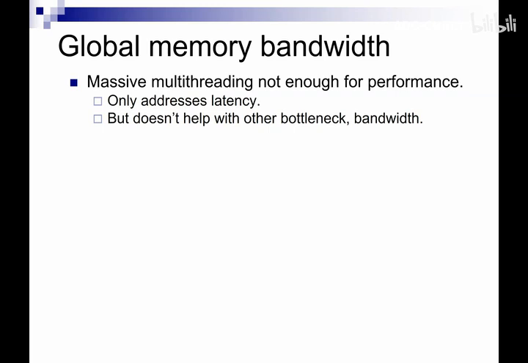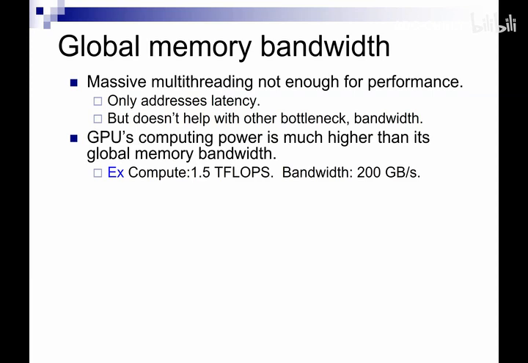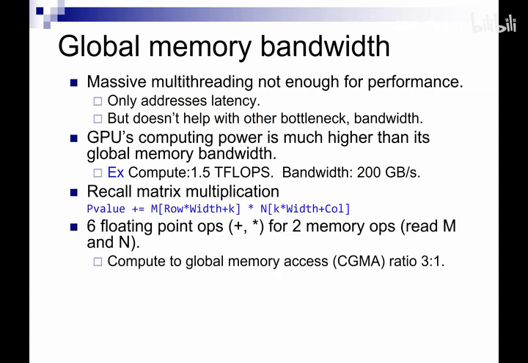Just to give you an idea how severe this problem is, suppose you have a GPU which has a performance of 1.5 teraflops. Every second it'll do 1.5 trillion operations, so that's fairly decent. Now suppose this GPU has a memory bandwidth of 200 gigabytes per second. Suppose you're doing something like a matrix multiplication.